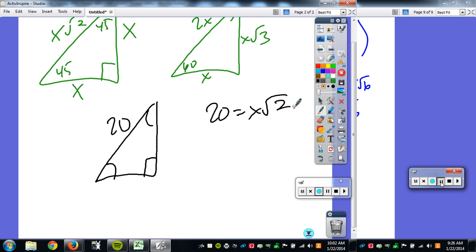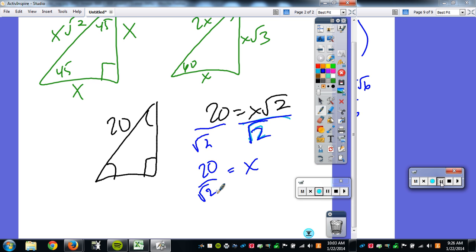I don't want to square it, because if I square it, that gives me an x. I guess you could do that, but me personally, I would just go ahead and divide by root 2. I like it that way. So x equals 20 over root 2.